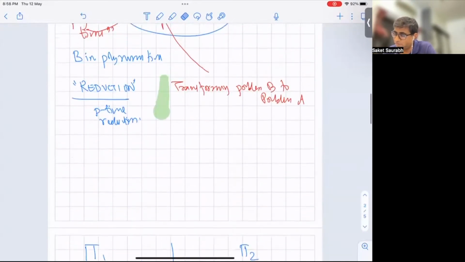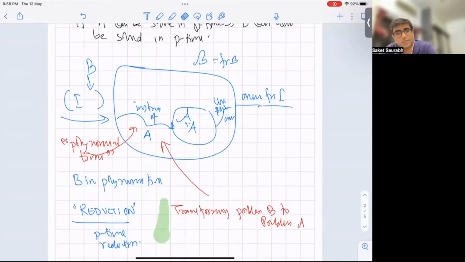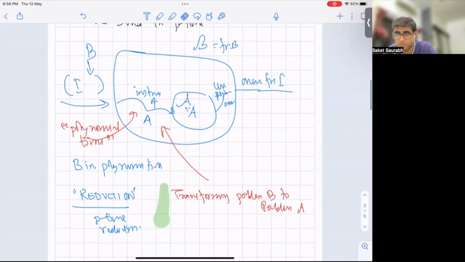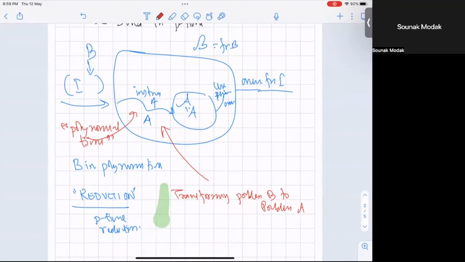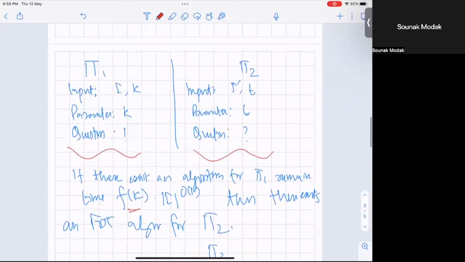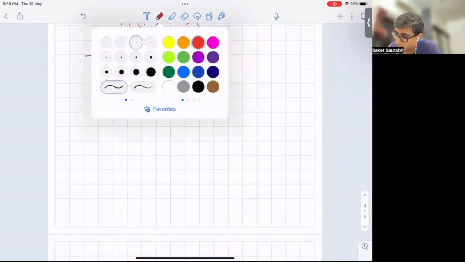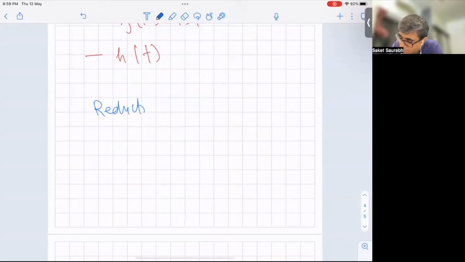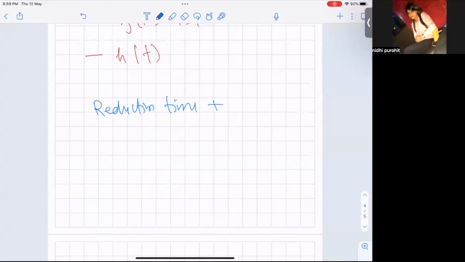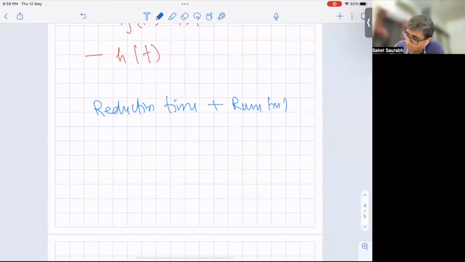Okay, tell me honestly, why did you say that it should take polynomial time here? Did you have any reason to say this? Transforming an instance of B to an instance of A should take polynomial time, because the reduction time plus the running time of A should be less than or equal to some polynomial time. Great. So let's write this down. As you say, reduction time and running time of algorithm A should be polynomial in n, right?